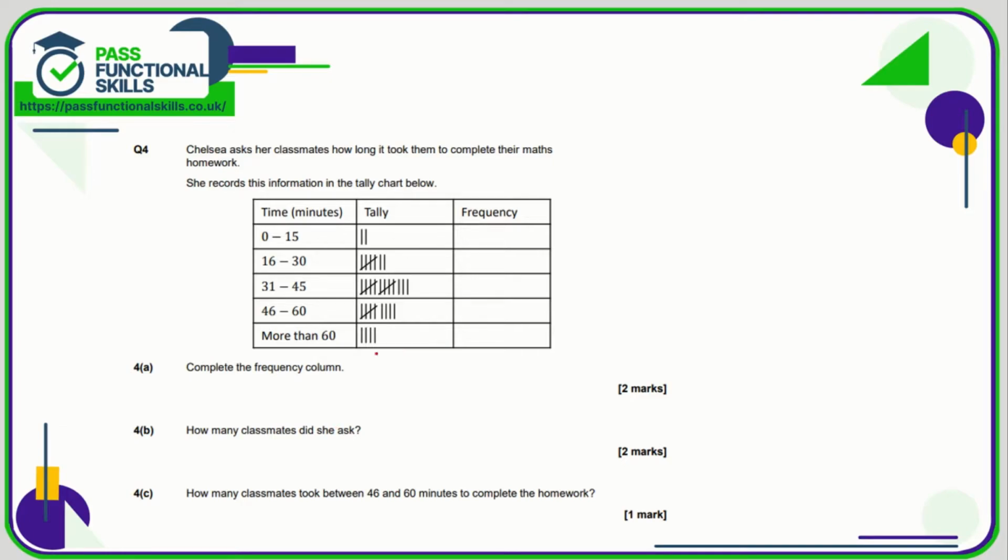Question number 4, we need to complete the frequency column. So that is 2, 7, 5, 10, 11, 12, 13, 5 plus 4 is 9 and 4. So in total, we are just adding these numbers up and we can use a calculator, and that comes to 35. How many classmates took between 46 and 60 minutes? Well, that is 9 people.